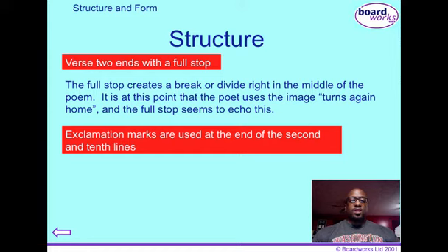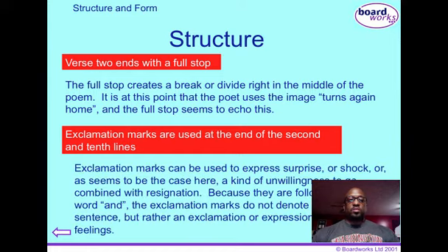All right, and we already talked about how lines 2 and 4 rhymed. Again, here's some more annotated notes dealing with the structure of the poem, pointing out how the exclamation marks are used at the end of the 2nd and 10th lines to express surprise or shock. Because they're followed by the word and, exclamation marks do not denote the end of a sentence, but rather an exclamation or expression of the poet's feelings.